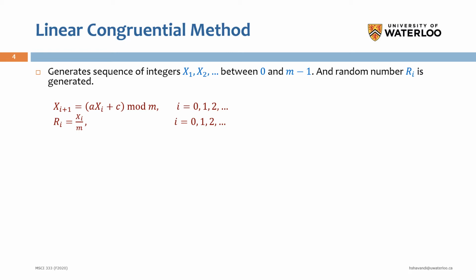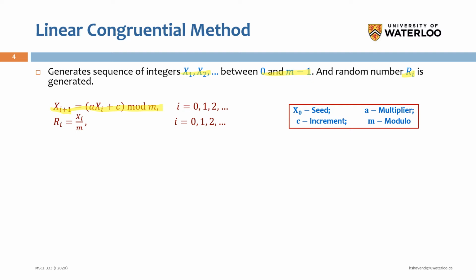Here we generate a sequence of integers x1, x2, and so on, between 0 and m minus 1. If we divide any of these integers by m, that will be the random number, Ri. Here x(i+1) is calculated based on xi, the previous number, by this relation: a times xi plus c, mod m. If we start from i equals 0, then x0 is called the seed of this random number generator. a is the multiplier, c is the increment, and m is the modulus.